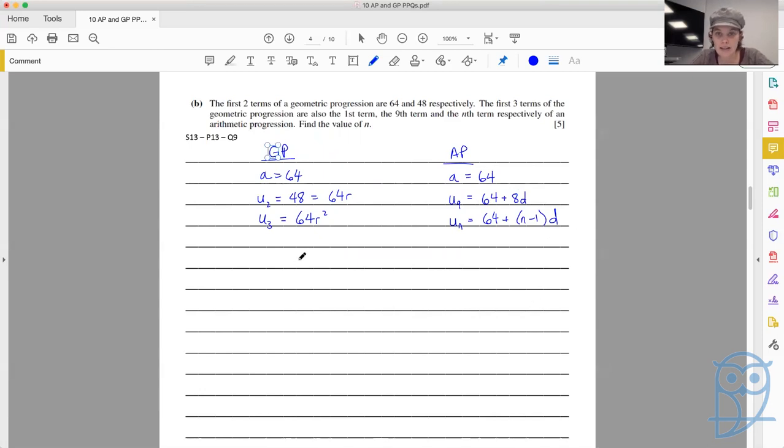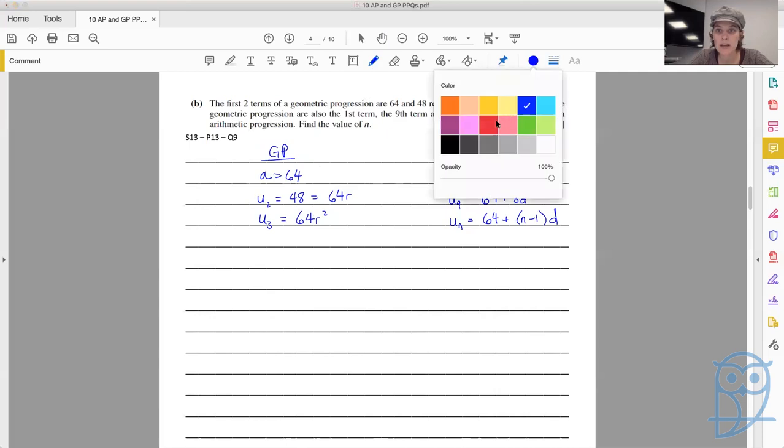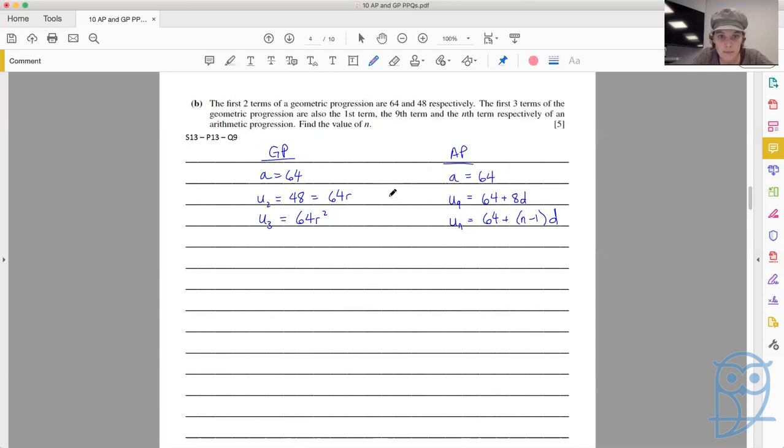Now we've got to think nicely, okay? We've got to think about what's going on here, because the reason we set this out like this is because the magic appears here. These are equal and these are equal. So if we look on this line, 48 is equal to 64R, which is equal to 64 plus 8D. Aha! We can use this equation here to find the value of R, and we can use this big equation to find the value of D. Now, if we have the value of D, then this is happy.